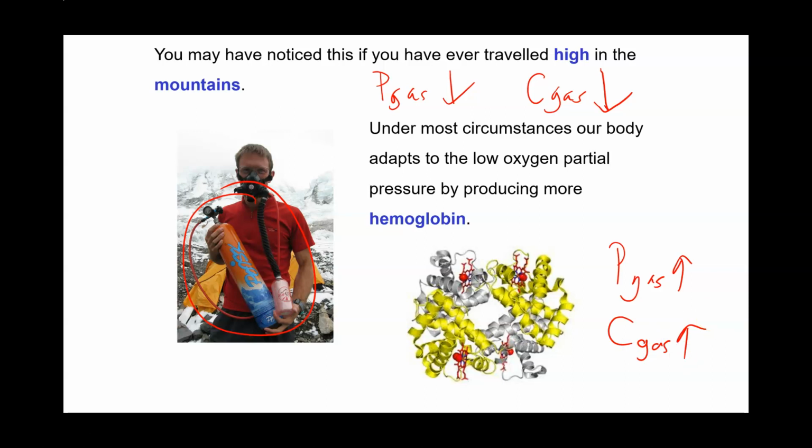It's actually interesting, if you do spend a long time at high altitude, you'll start to make more hemoglobin, which is the protein that carries oxygen around in your body. It's got these iron-containing centers in it where the oxygen binds, called heme groups. And you'll produce more hemoglobin to counter this effect and counteract the disadvantage of the low concentration of oxygen that's in the atmosphere.